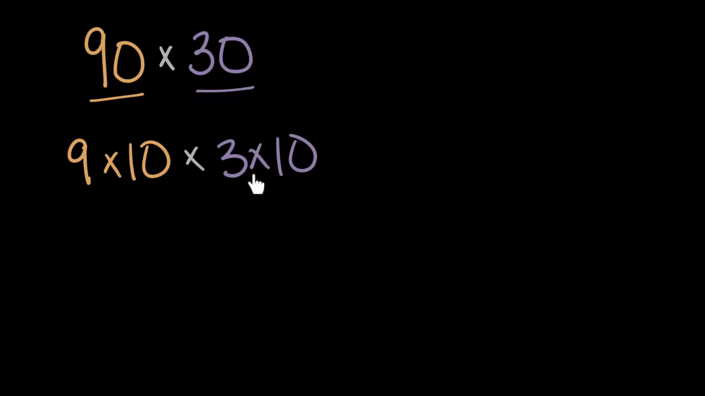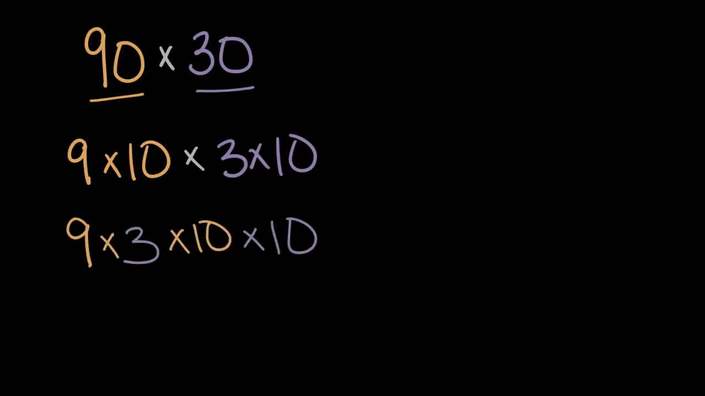And now I'll reorder these numbers to put the one-digit numbers first. So 9 times 3. And then I'll put the tens, times 10 times 10, because we need to have all the same numbers even if we change the order. So we have the 9, 3, the first 10, and the second 10. And now finally we multiply. 9 times 3 is 27.